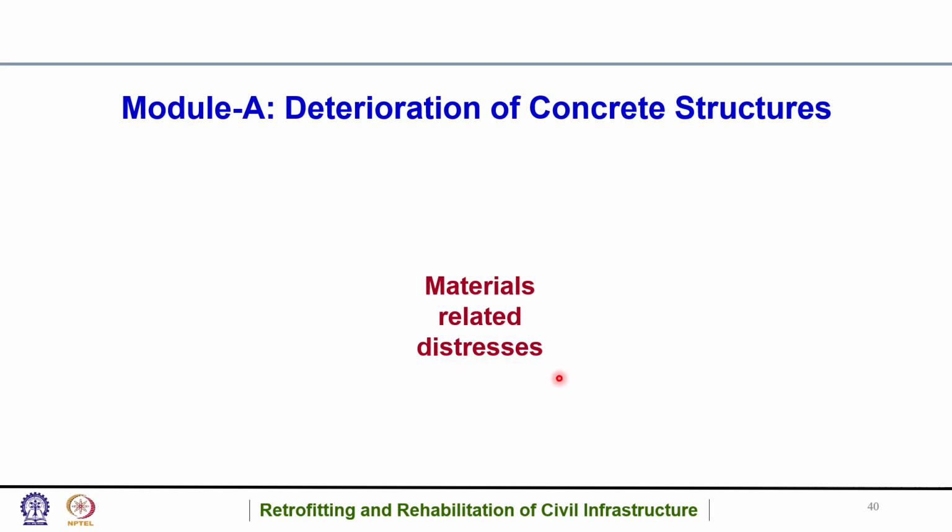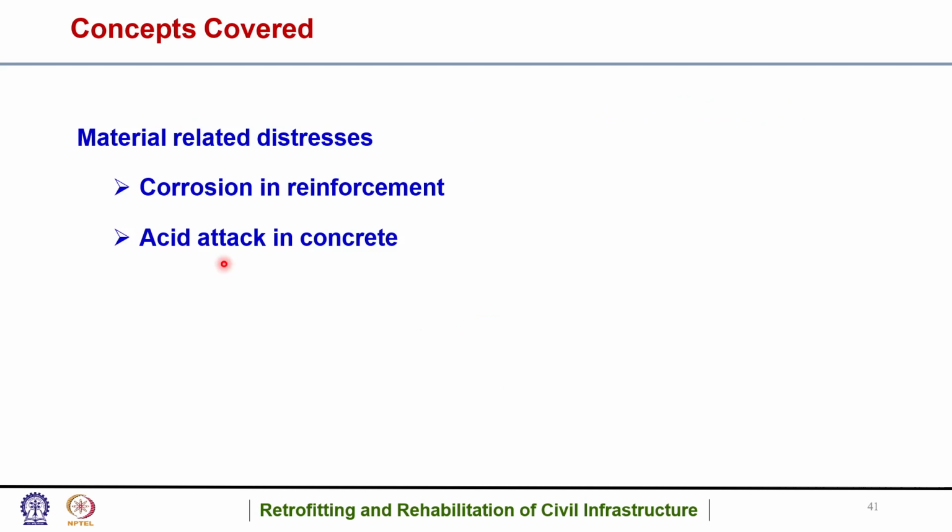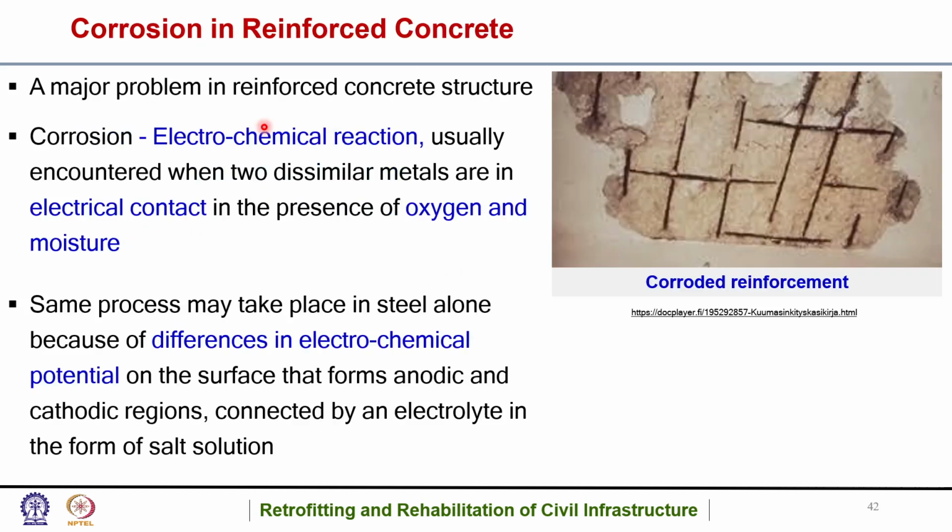Let us go into more detail on the material distresses. We'll be covering the following concepts. One is the corrosion of reinforcement, which is one of the serious events related to deterioration, and also the acid attack in concrete. So what is corrosion in reinforced concrete?